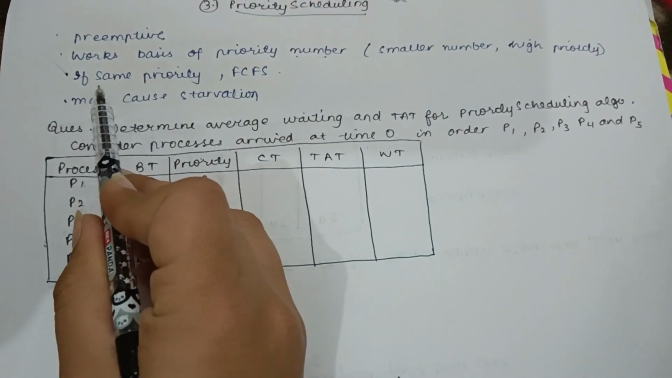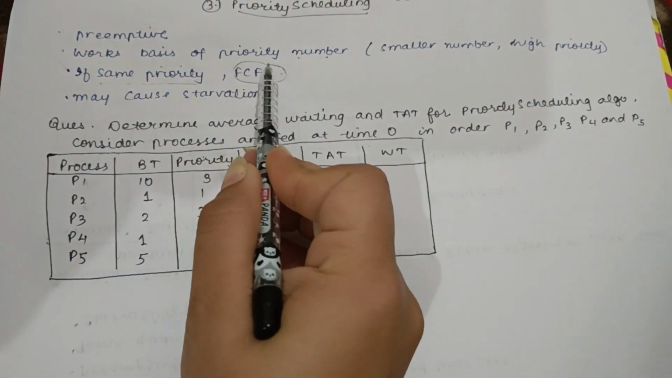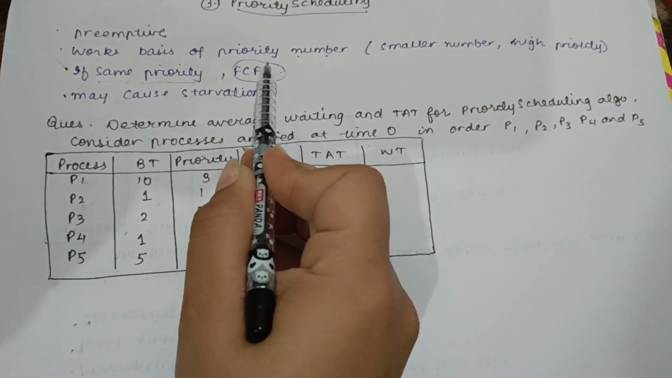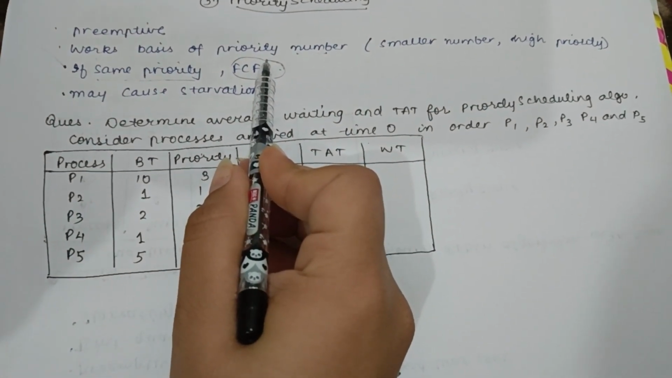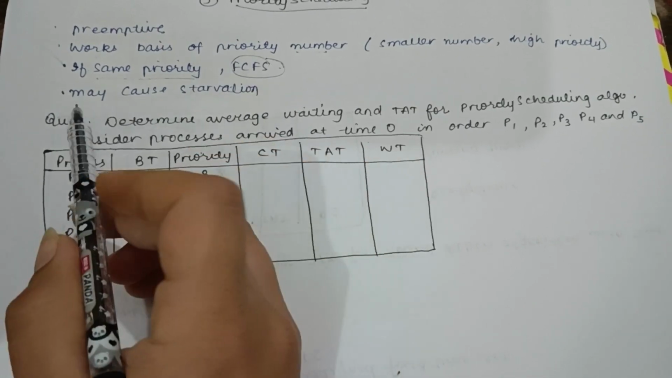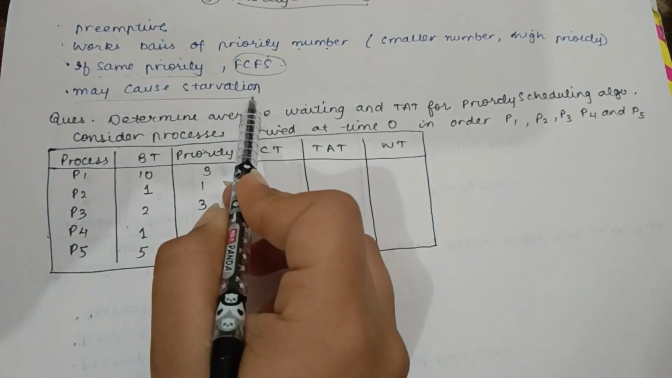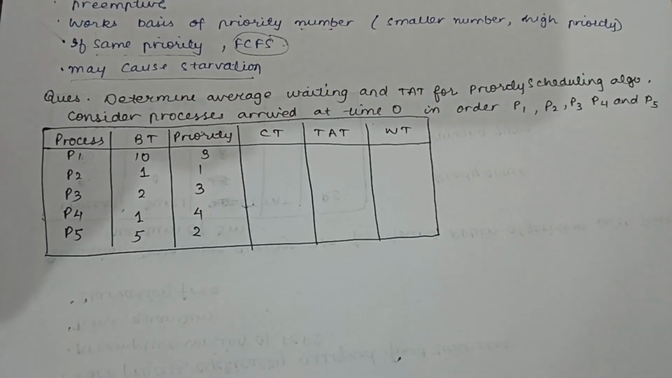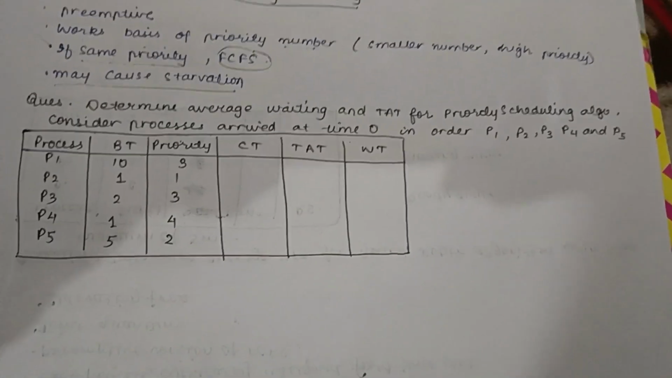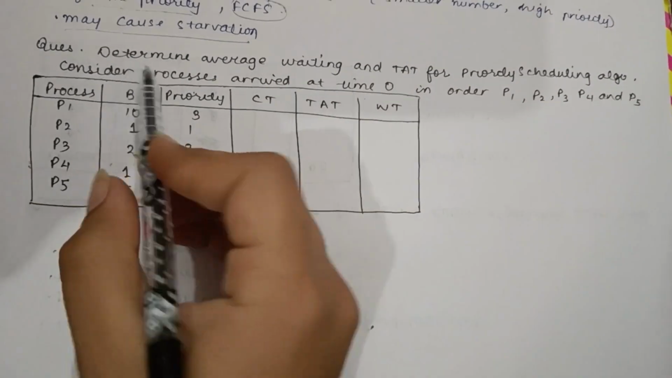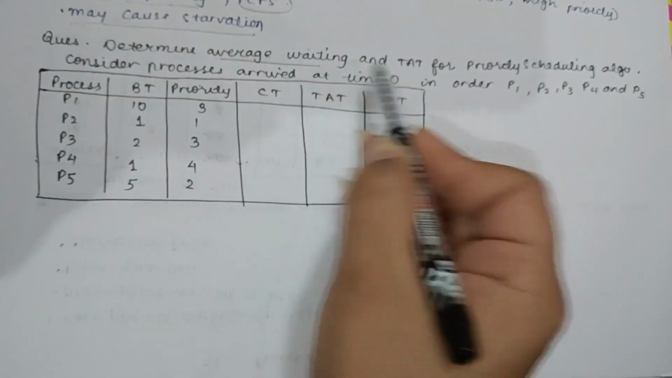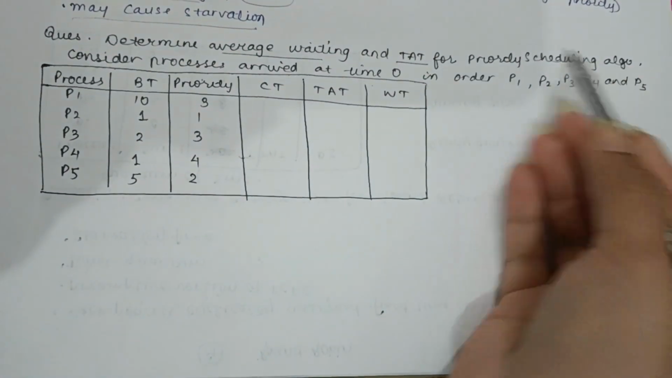And if we have the same priority, we have to focus on first come first serve. So the process which was earlier in the ready queue would be given the execution or the CPU. And the problem is it may cause starvation. I'll tell you how it may cause starvation. We'll look at this question and we'll answer the doubts. So we have to determine the average waiting time and turnaround time for the priority scheduling algorithm.